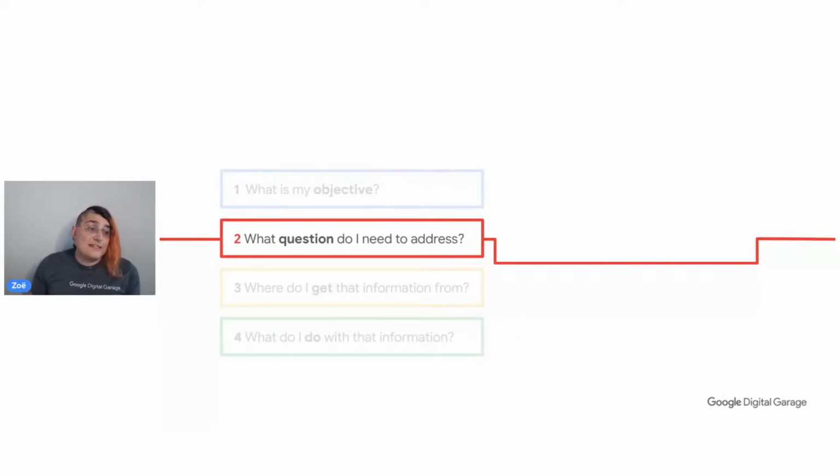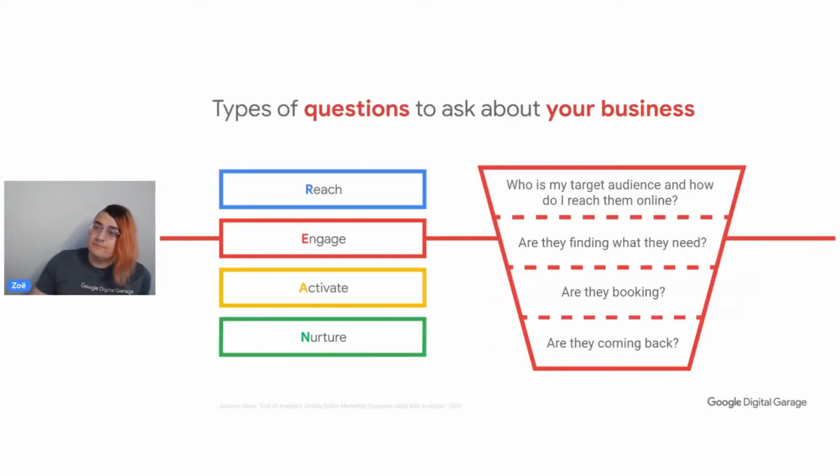So next section, the next question to ask is, what question do I need to address? So once you've worked out your objective, we can start looking at what kind of thing we really need to address in order to improve our business, in order to succeed at that objective. And this can be answered by looking at something called the sales funnel. If you Google sales funnel, you will see a picture like this, but you'll probably see a billion different pictures that are all quite different, but they all kind of boil down to the same thing.